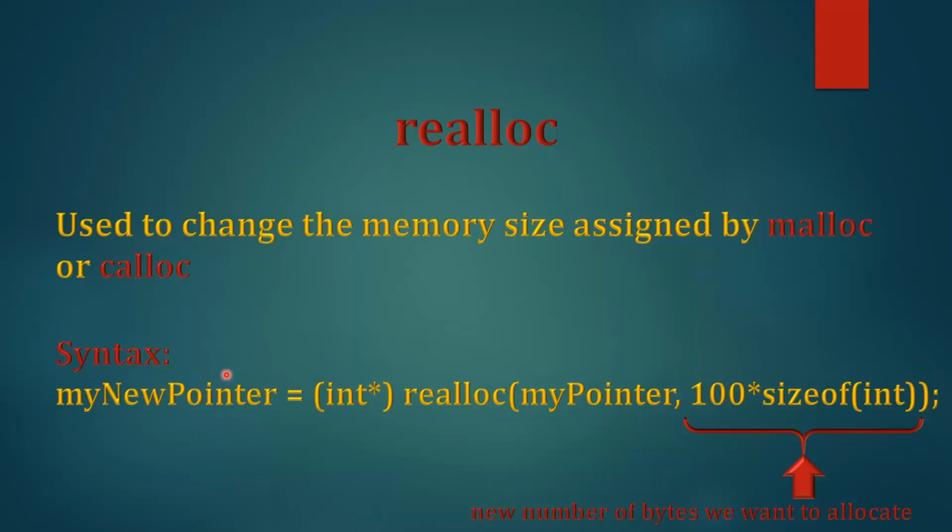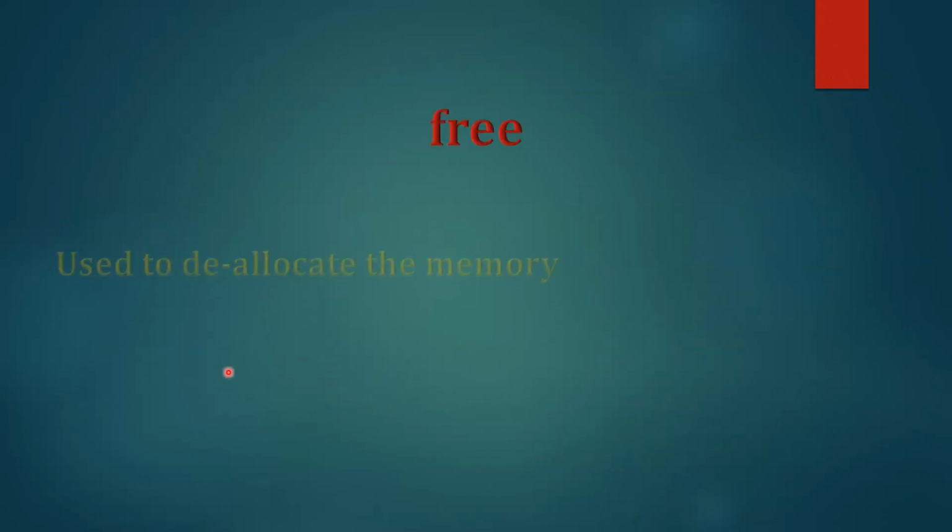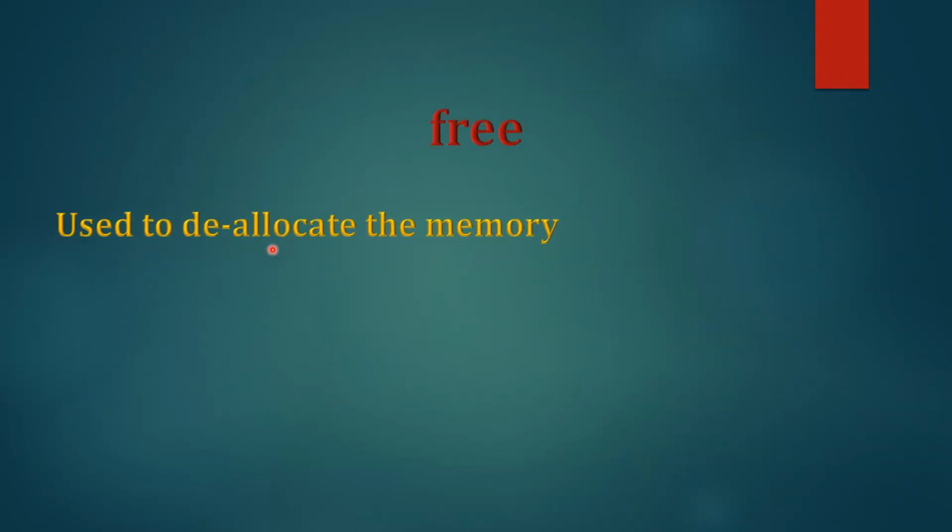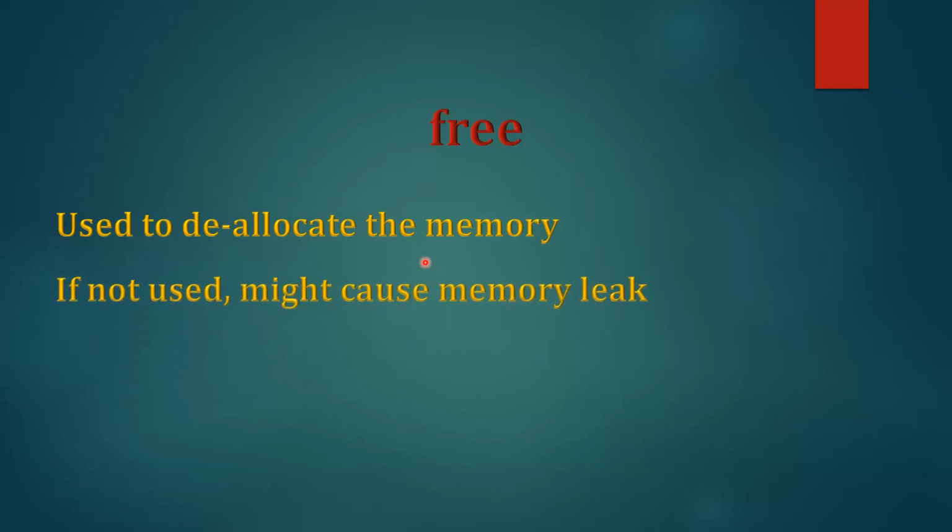Okay, so now let's understand the fourth function, that is free. Free is used to deallocate the memory. If we have allocated the memory, then it will not be automatically deallocated. We will have to use this function to free the allocated memory. And if it is not used, then it might cause a memory leak. The memory is assigned, but it is never freed. So that's why that memory is wasted. That memory is leaked. And it is a serious concern while programming in C.